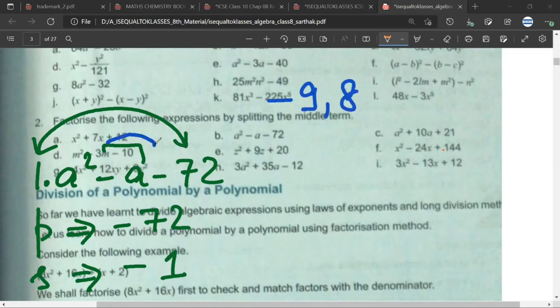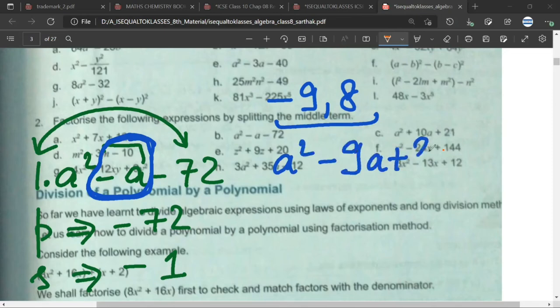So basically the middle term has to be split like this. Mr. Sarthak, are we clear? Yes. Is this how we can split the middle term, Mr. Sarthak? Yes. What should I do next? So from these two terms, what will be the common factor, Mr. Sarthak? A will be the common factor.